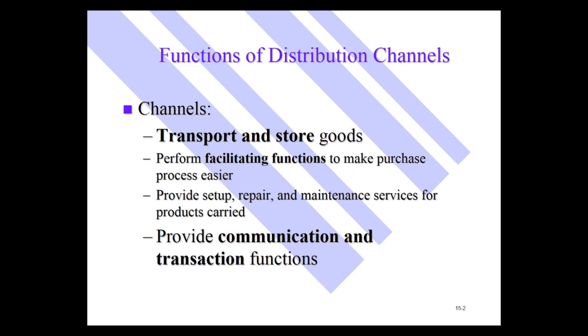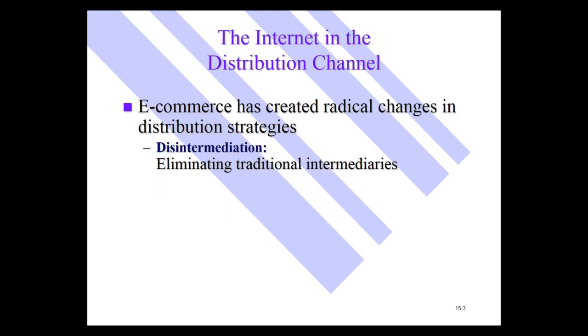The internet has been a complete game changer as it relates to distribution because of the ability to provide communication and transaction functions so easily. In fact, it has really changed a lot of intermediaries. It has eliminated a lot of intermediaries. The term for that is disintermediation. Disintermediation is the elimination of traditional intermediaries.